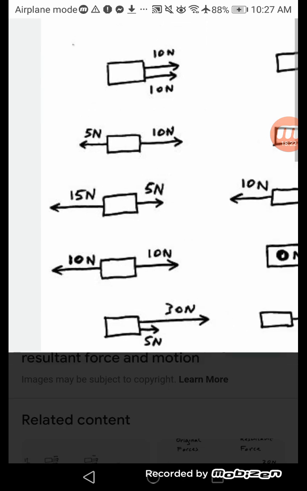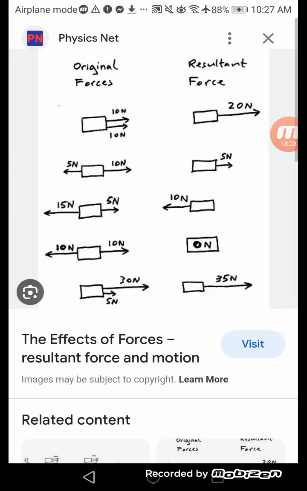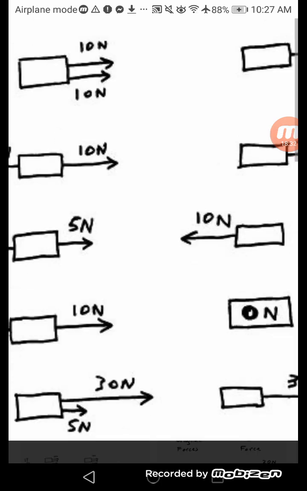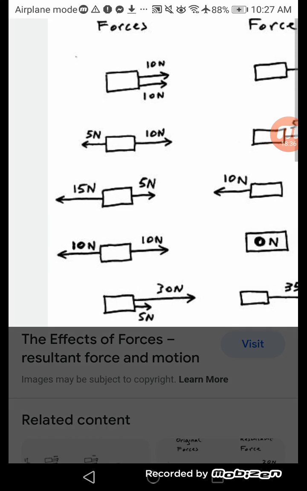So where will you move now, backward or forward? Now you are confused. So 10 minus 5 will be what? 5. So where will you move? In this direction, right? And now see, backward is 15 Newton and forward is 5 Newton. Your energy is 5 Newton, and the wind force is 15 Newton. So where will you move? Where the wind wants you to move.